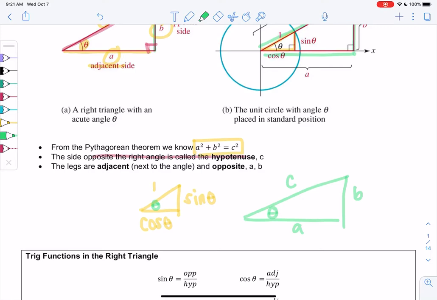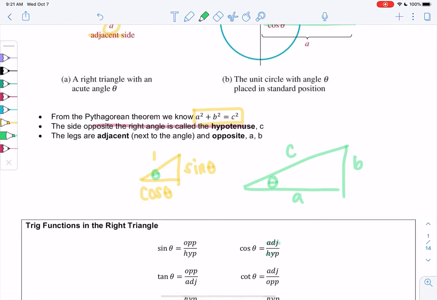Right, so cosine, you may remember as adjacent over hypotenuse. So in this case, it would be cosine over 1 or a over c. We get the same answer either way. So the unit circle is just a special triangle where the hypotenuse is always 1, but it makes the same ratios.